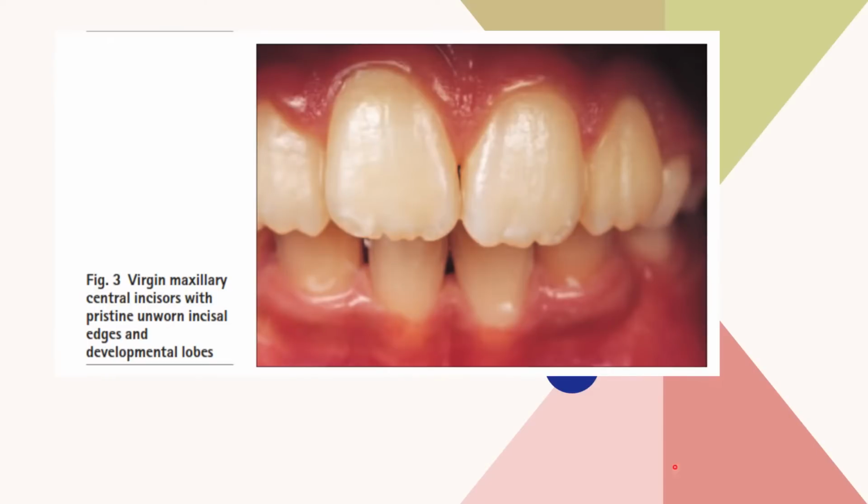Here the opposite is evident, with sharp incisal edges and pronounced incisal embrasures conveying a youthful dental appearance. Here are the virgin maxillary central incisors with pristine unworn incisal edges and developmental lobes. This is a youthful dental appearance, that is young dentition.